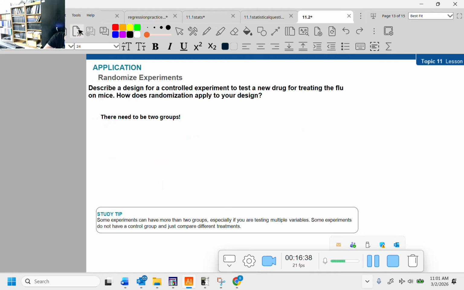All right, describe a design for a controlled experiment. Test a new drug for treating the flu on mice. How does randomization apply to your design? There need to be two groups. We have a control group: the mice are given no drugs. Then we have the experimental group: mice are given the flu drug.